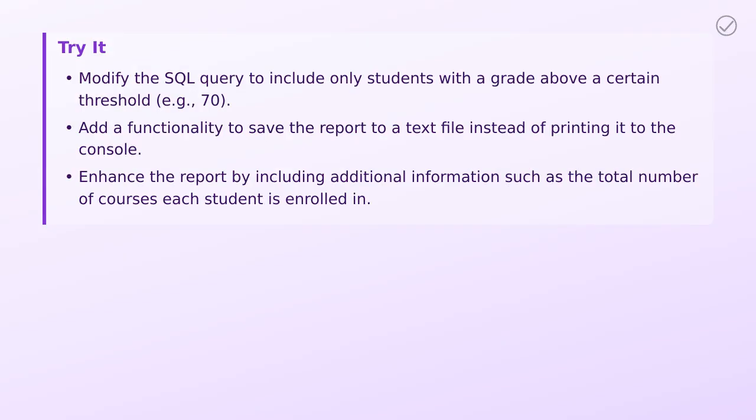Go ahead and work through this exercise. First, modify the SQL query to include only students with a grade above a certain threshold, e.g., 70. Also, add a functionality to save the report to a text file instead of printing it to the console. Finally, enhance the report by including additional information such as the total number of courses each student is enrolled in.